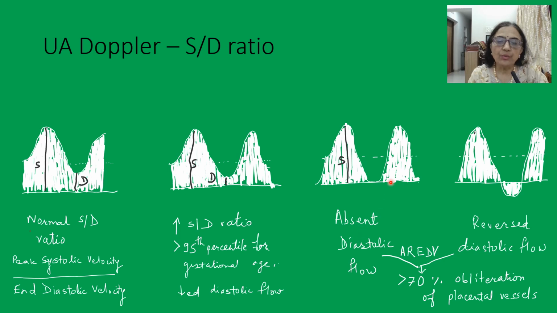Absent diastolic flow, where there is no waveform, or reverse diastolic flow are the worrisome umbilical artery fetal Doppler changes. AREDV is absent or reversed end diastolic velocimetry, which is indicative of very great placental dysfunction, where greater than 70% of the placental vessels are affected by the disease.